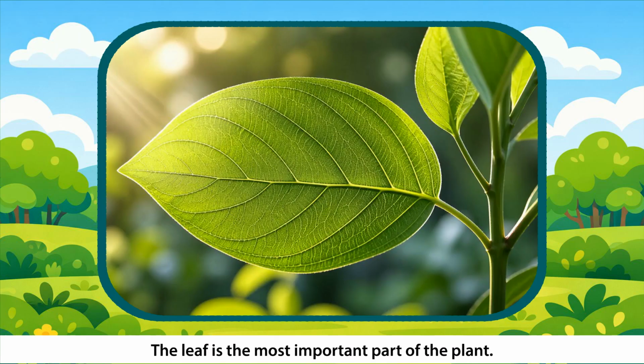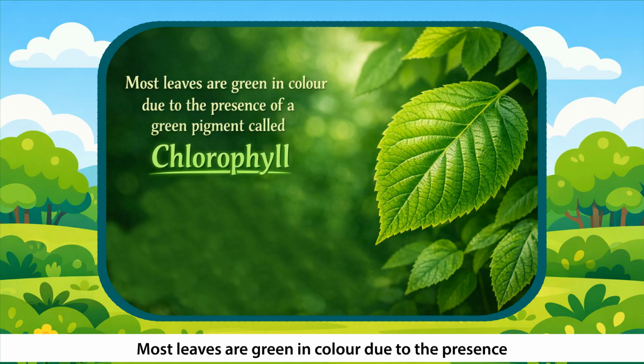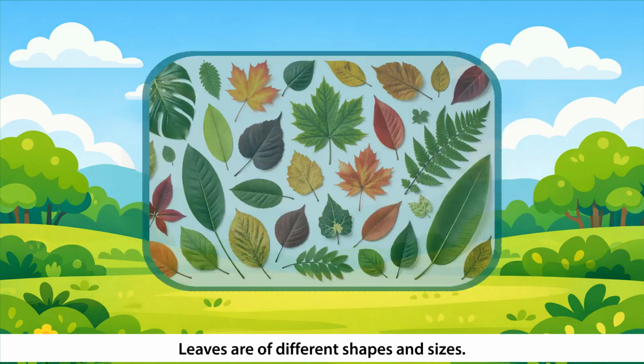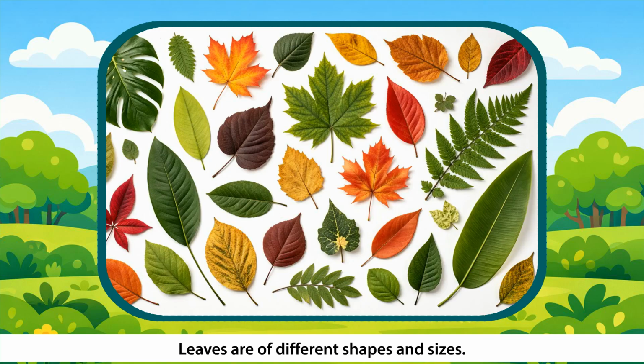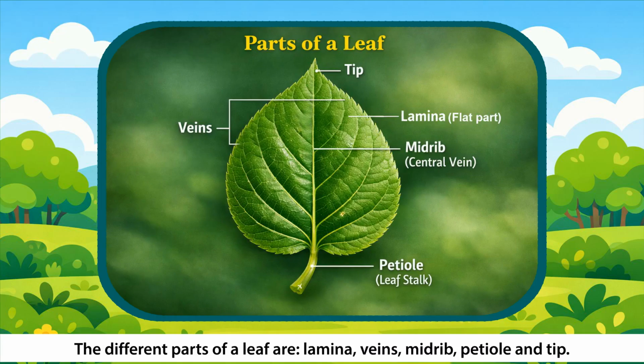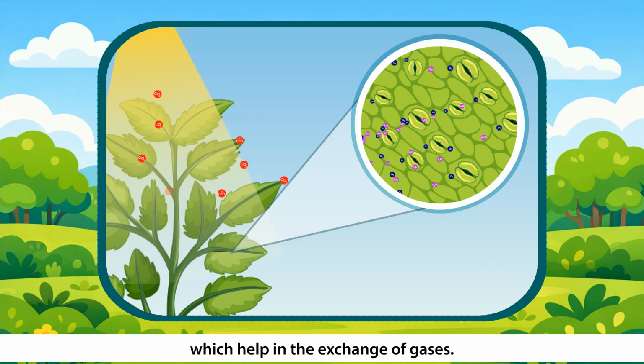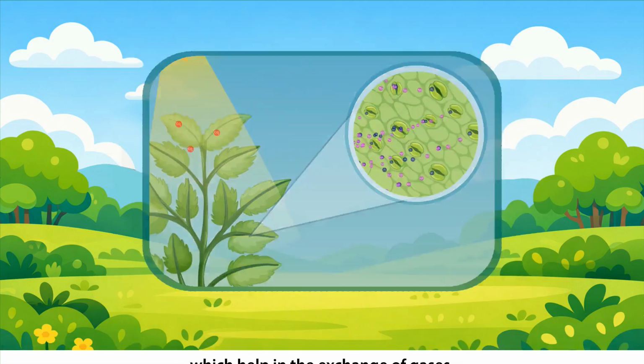The leaf. The leaf is the most important part of the plant. It is also called the plant's food factory because it makes the food for the plant. Most leaves are green in color due to the presence of a green pigment called chlorophyll. Leaves are of different shapes and sizes. Parts of a leaf. The different parts of a leaf are lamina, veins, midrib, petiole, and tip. There are tiny pores on the lower surface of leaves called stomata which help in the exchange of gases.